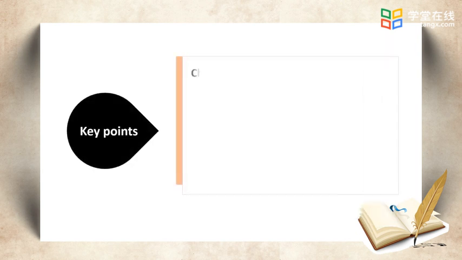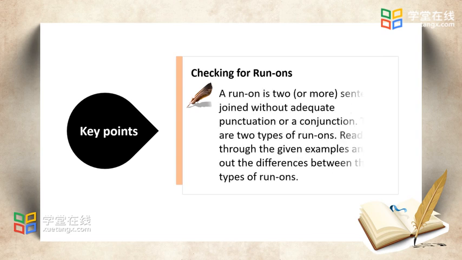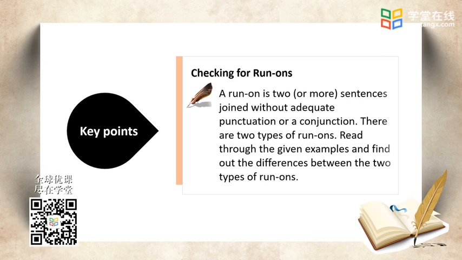A run-on is two or more sentences joined without adequate punctuation or conjunction. There are two types of run-ons. Read through the given examples and find out the differences between the two types of run-ons.